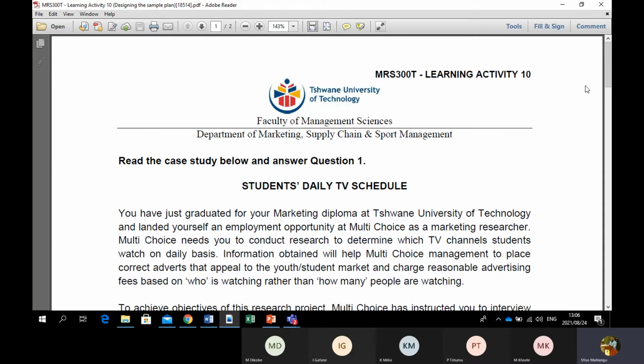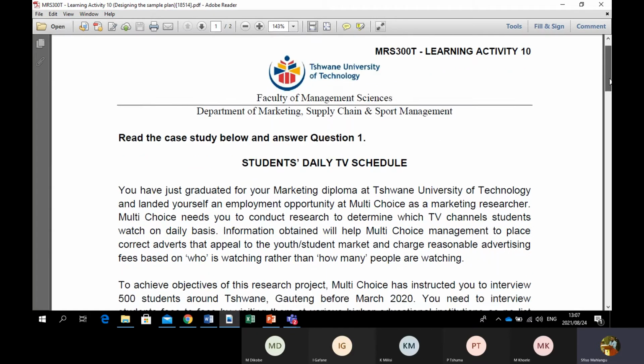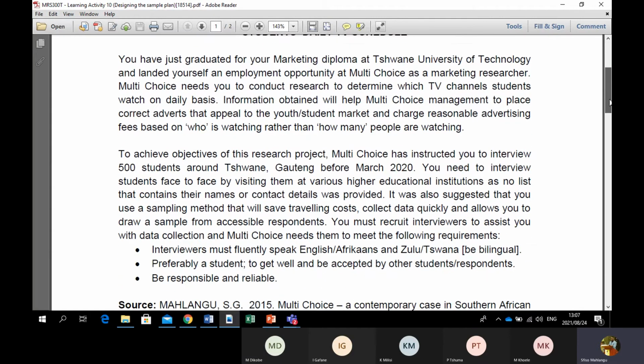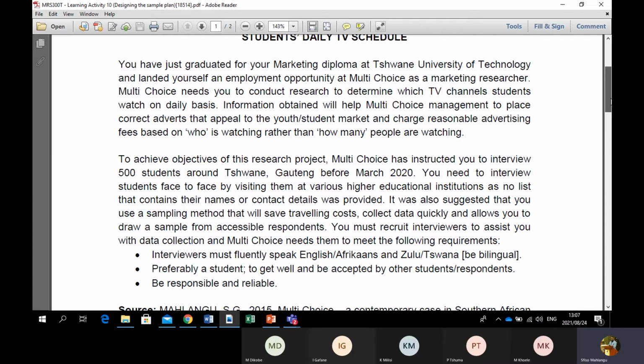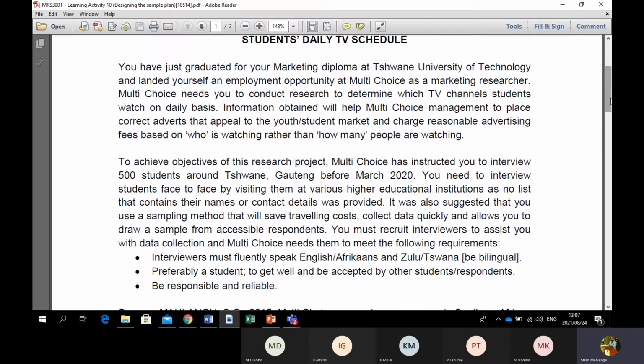So you'll see learning activity 10. It's associated on WhatsApp there. The case study is about student daily TV schedule. So we'll be using this case study and answering question 1, which will be based on the content we'll be discussing just now, or the theory.